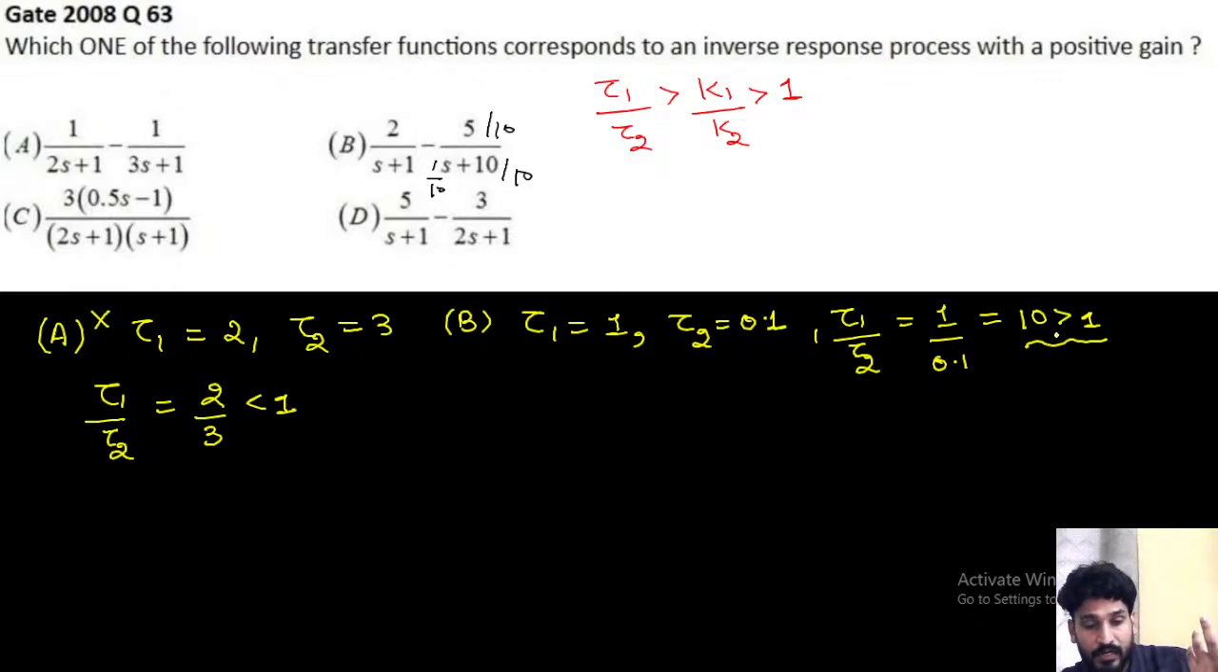This can be the answer. I don't know if this is the answer or not. I have to find out K1 divided by K2 also. See, you cannot say by seeing only one parameter. You have to satisfy both the conditions.